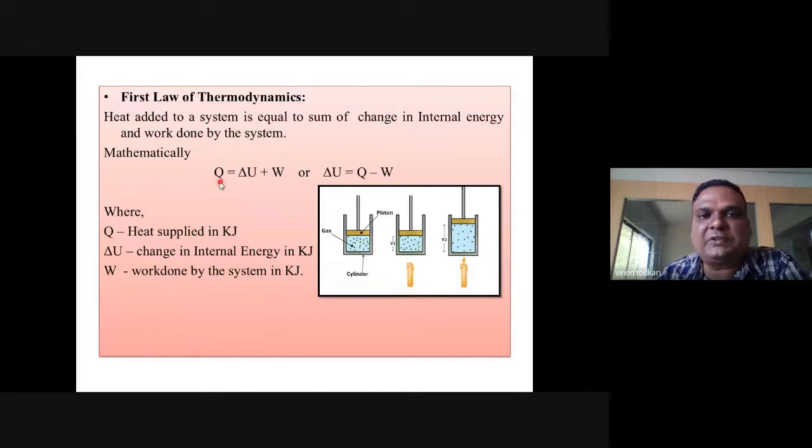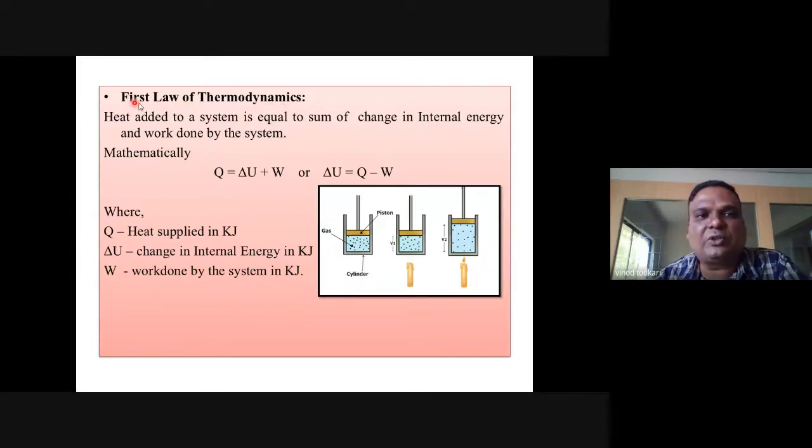So according to the first law of thermodynamics, the total heat added to a system is equal to the sum of the change in internal energy and the work done by the system. I believe that the concept of the first law of thermodynamics is clear to you. Right? See, there are three statements. This is the one statement. The first statement is that the first law of thermodynamics is nothing but the law of conservation of energy.